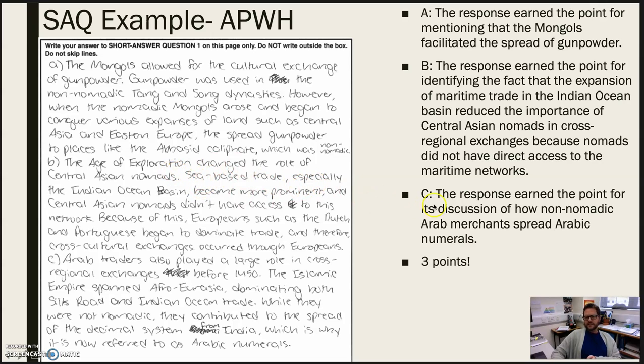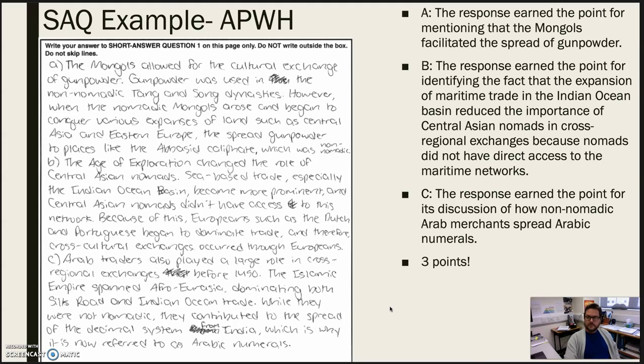All right, and then C, the response earned the point for its discussion on how non-nomadic Arab merchants spread Arabic numerals. Again, they did a good job of touching outside in getting each 3 part of their question. ACE is in there. All right, now let's look at one more example. We're going to look at one last example here. And I want you to answer how you think they did.